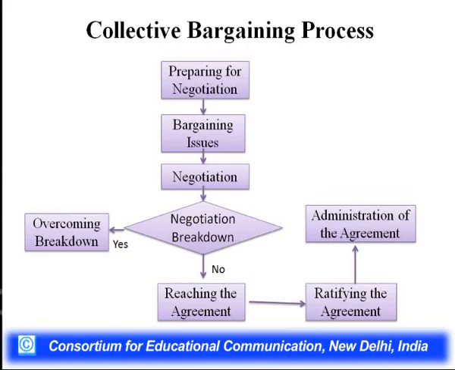In this case there are two possibilities. One is either the negotiation breaks down or it reaches an agreement, and consensus may be established. If there is a breakdown, it can lead to overcoming the breakdown and the conflict being resolved. The other response could be that the conflict is not resolved. When it reaches an agreement, the process of ratifying the agreement starts and it ultimately leads to the administration of the agreement.